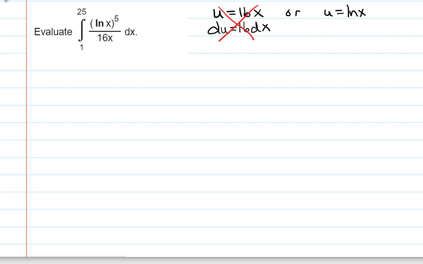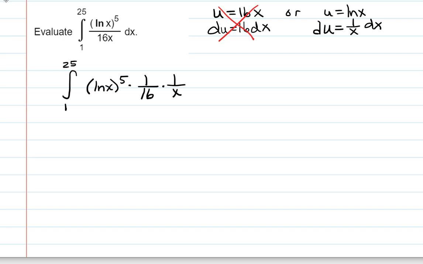I'm going to try letting u be natural log of x, so that means that du would have to be 1 over x dx. And the way I like to think about it is I look at my original integral and I try rewriting it where I separate out these quantities, the u and the du. So I have the integral from 1 to 25, and I'm going to separate out the integrand into a product of natural log of x to the 5th times 1 over 16 times 1 over x.